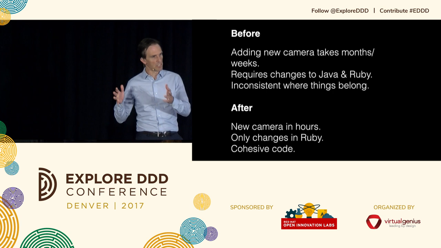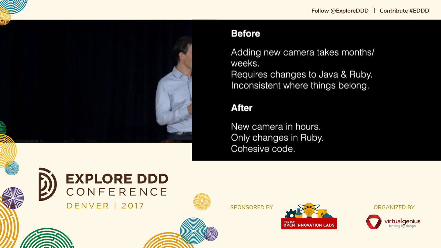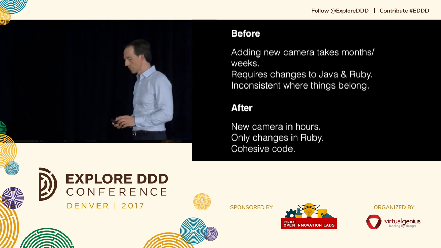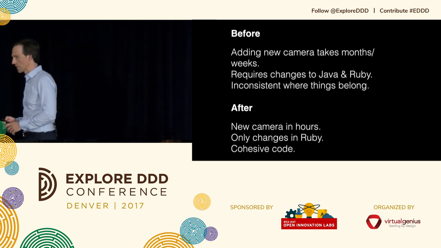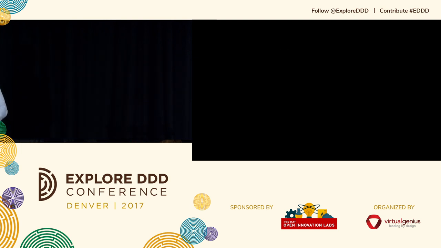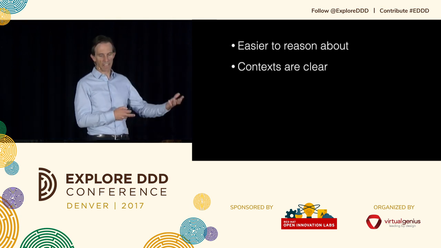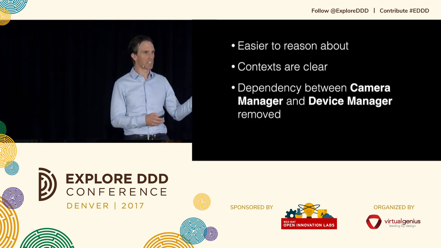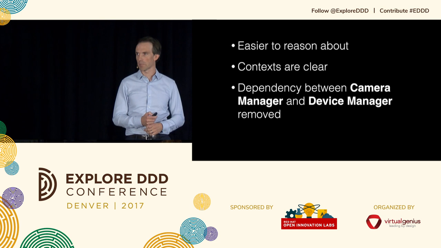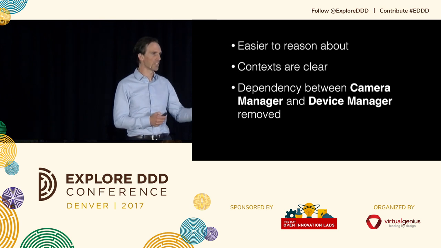Not only that, but the changes were all in one place in the Ruby code, and the code was way more cohesive than what we had before. Code was easier to read. The contexts were clear. And we also removed that gnarly dependency between camera manager and device manager in terms of the Java version and that tight coupling that was there.